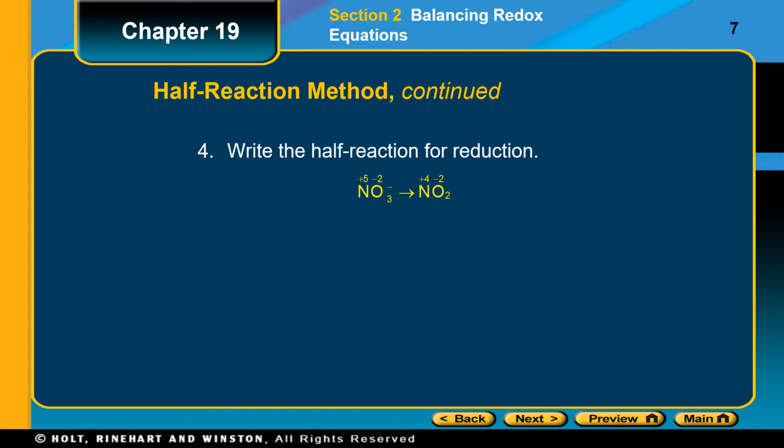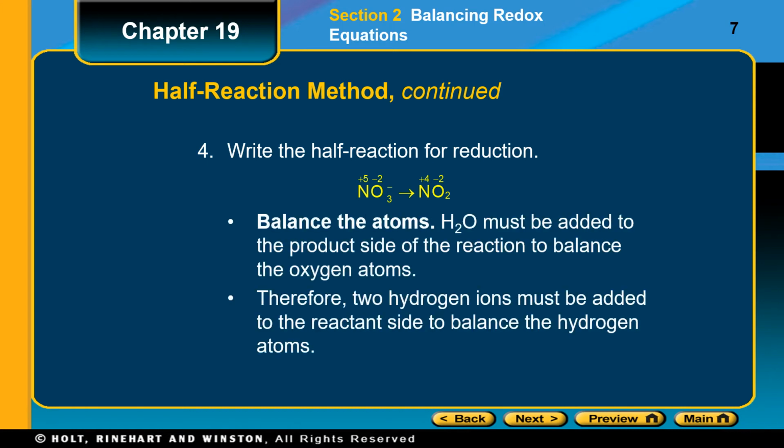So since this was an acid, to balance the number of oxygens, we have to add water to the side that needs more oxygens. It looks like we need another oxygen on the right side, so we're going to add a water molecule. We only need 1 oxygen, so we only add 1 water. Water has to be added to the product side to balance the number of oxygens. And then we're going to have to add 2 hydrogen ions to the left side because the water, H2O, adds 2 hydrogens.